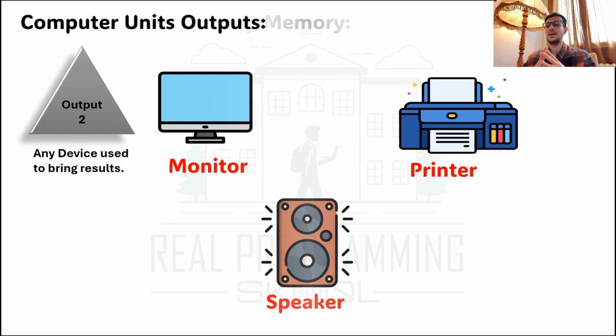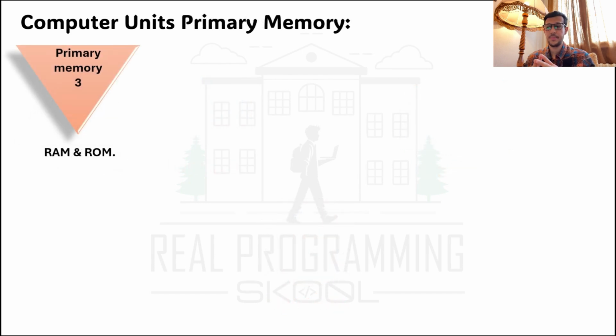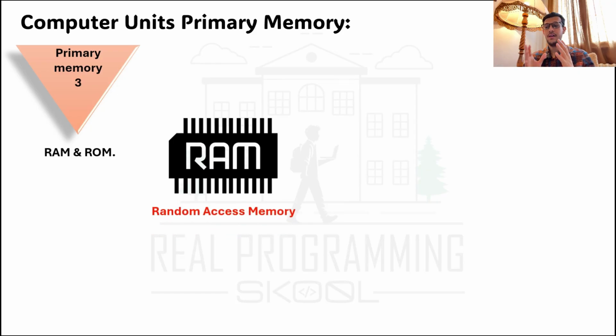Number three is the computer unit primary memory. Primary memory like RAM and ROM. RAM stands for random access memory. Let me give you a small example. When you download a game or small application and you try to open it for the first time after you installed it, it takes time to open. Why? Because its instructions are still not stored in the RAM. But if you close it and try to open it again, it will open faster than the first time. Why? Because its instructions are already stored in the RAM.